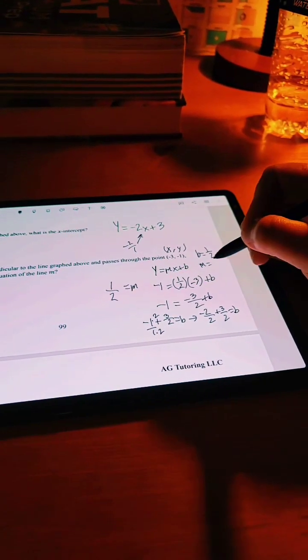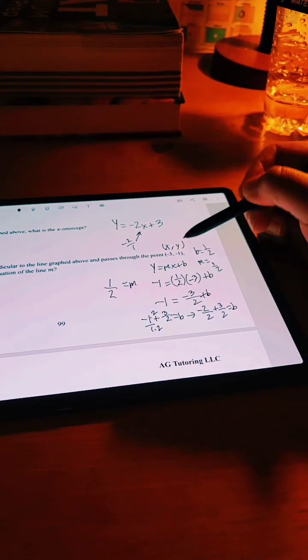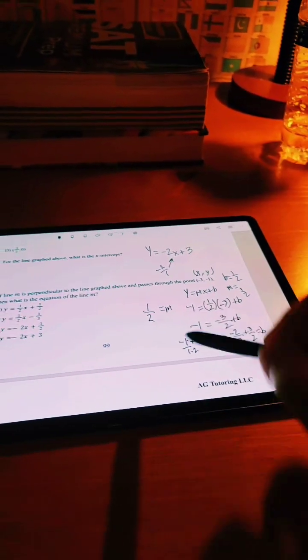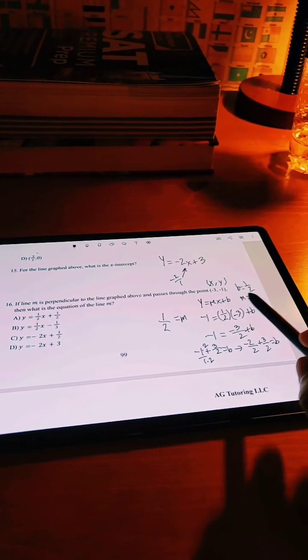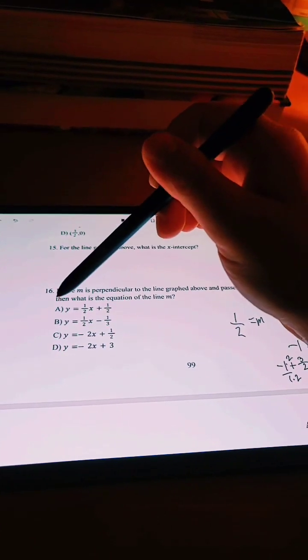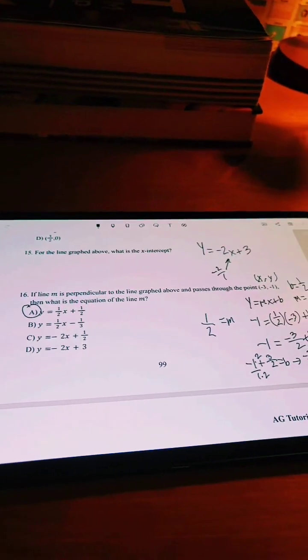M, we already figured out, was also equal to 1/2. So we would just plug in 1/2 for m, 1/2 for b, and it should just be 1/2 x plus 1/2. Let's see which one says that. 1/2 x plus 1/2. So it would be answer choice A.